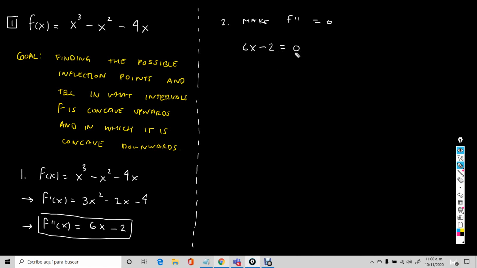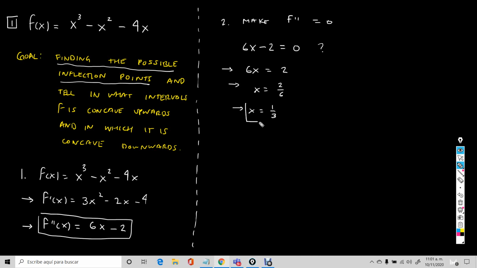And one more time, this is a question that I'm asking mathematics. I'm asking it to give me the possible inflection points. And the way to do it is to solve this equation. It's a very simple equation. We get 6x equals 2, and then x equals 2 over 6, which is 1/3. So this is what I was trying to get. This is the first part of the goal, finding the possible inflection points. We're done.